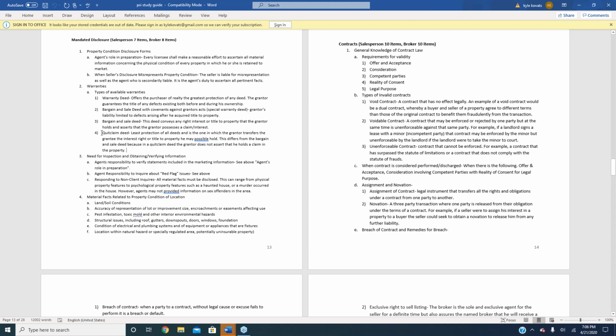We can skip 3 and go to 4, the quitclaim deed. This is most commonly used and commonly asked about in regards to clearing clouds on title. So if they ask you, what deed might be used to clear a cloud on a title, it's called a quitclaim deed. So if there's a discrepancy, a cloud that needs to be cleared up, it's cleared up through a quitclaim deed.